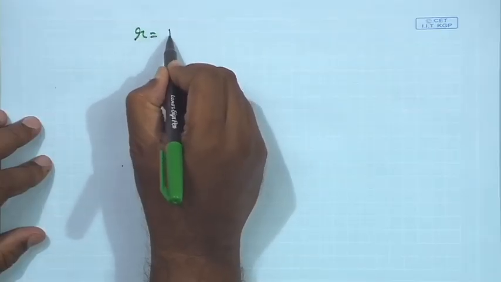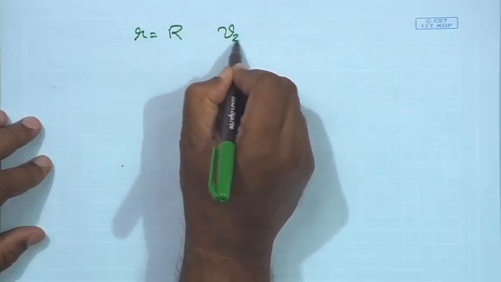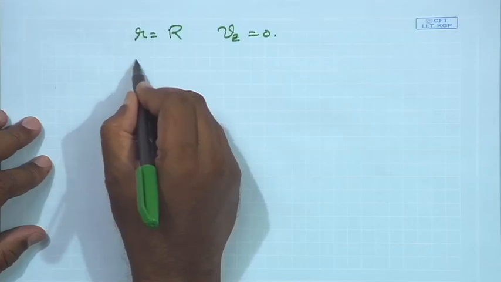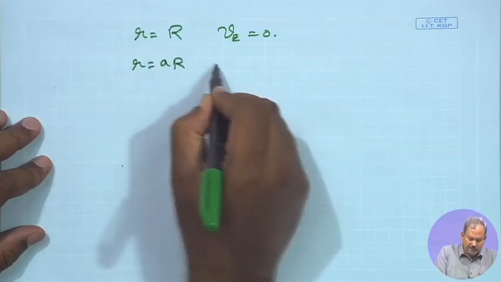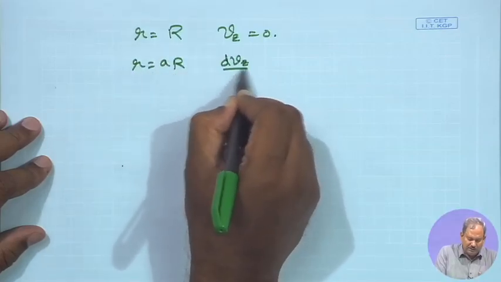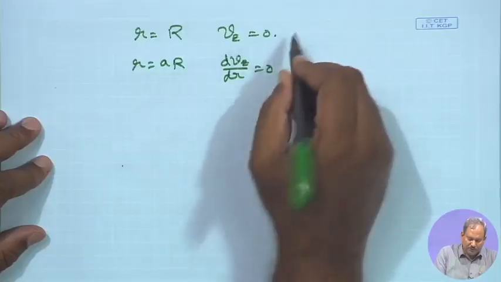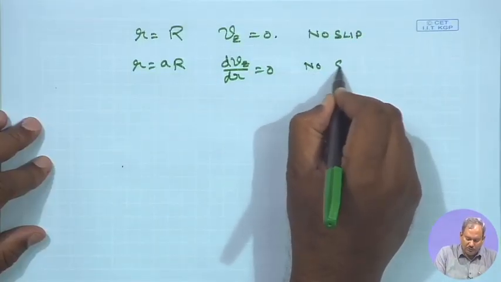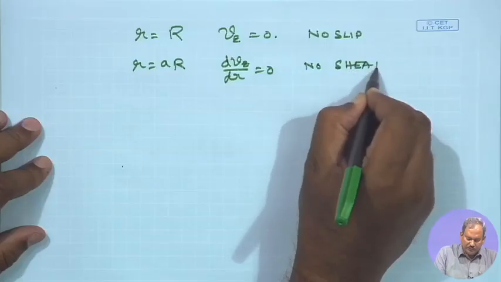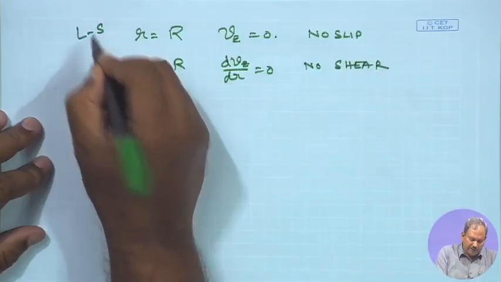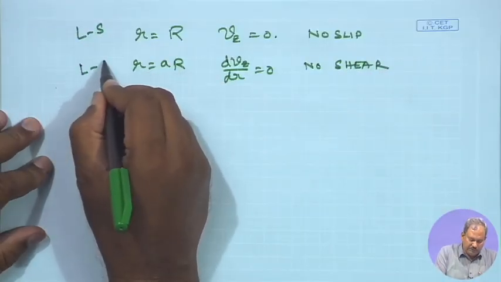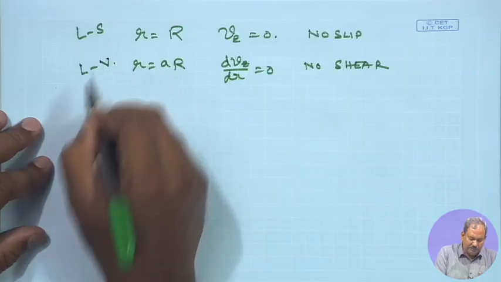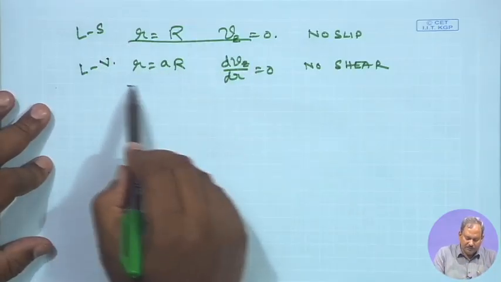At r equals capital R, the velocity is equal to 0, and at r equals a r, dvz dr is 0. So, this is no slip and this one is no shear. So, this is the liquid solid interface, this is the liquid vapor interface, no slip and no shear.